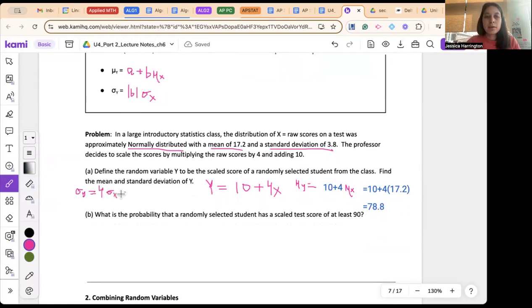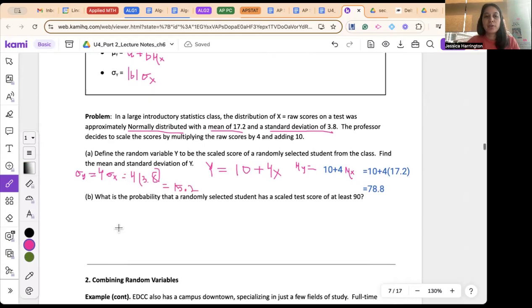So that's going to be 4 times, what's our sigma? 3.8. Standard deviation is 3.8. So when you work that out, sorry for my sloppy handwriting, it ends up being 15.2. Okay. So my new standard deviation with those adjustments on the score is 15.2.